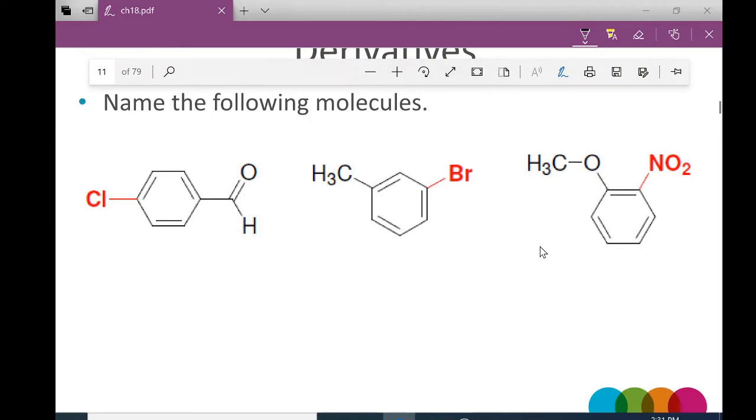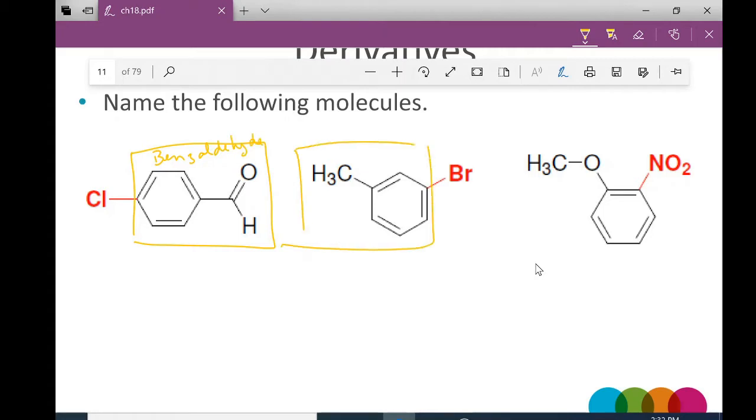Alright, so let's name these molecules here. So see if we can identify the parent. The parent for, let's go ahead and get a lighter color here. The parent for this molecule is in black. The parent is benzaldehyde. Okay. The parent for this is also in black. They're all in black. This is actually toluene. Okay. And the parent for this is here, which is anisole. Okay. So now we're prepared to name these.